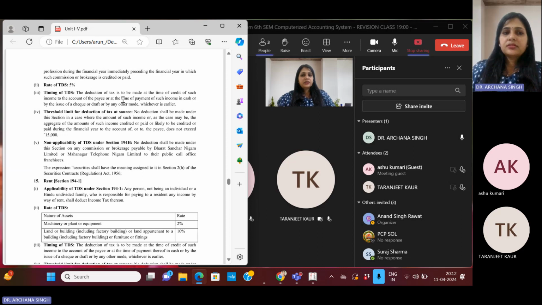Timing of TDS deduction at the time कब करना है? When you are making the payment of such income, whether it is in cash or through check or draft, whatever mode you are using, whichever is the earlier one.